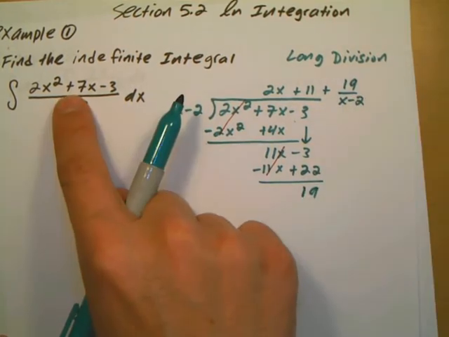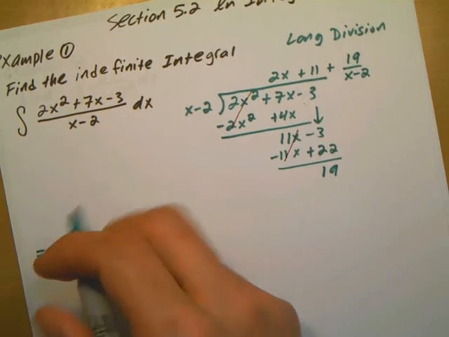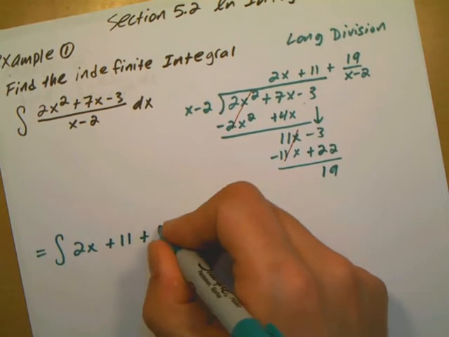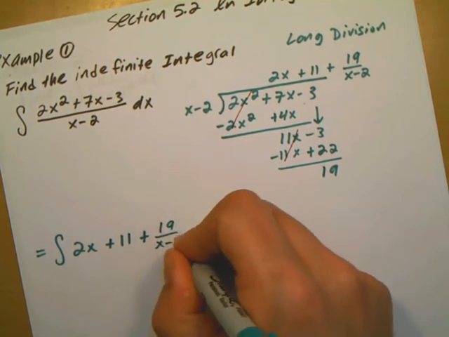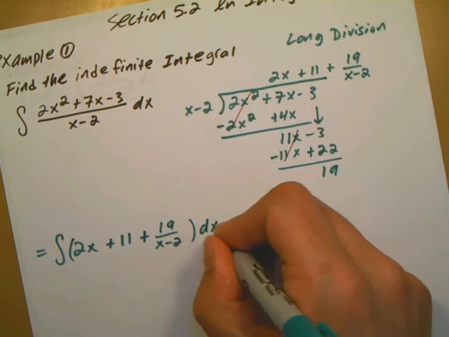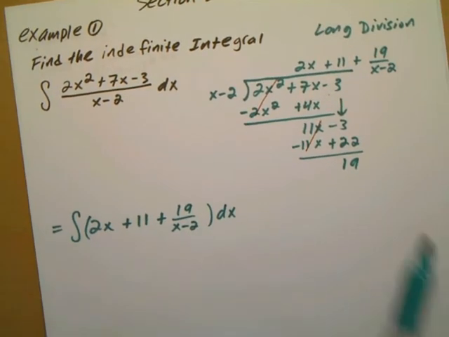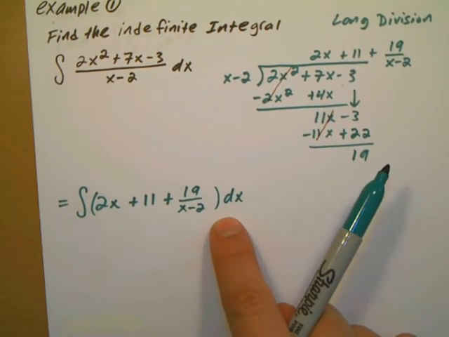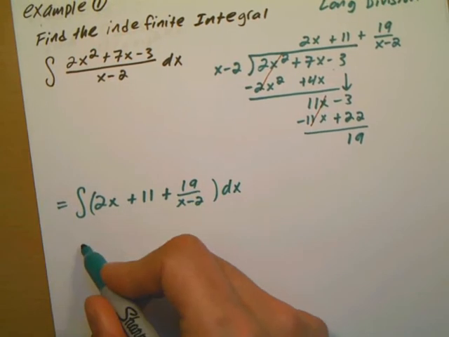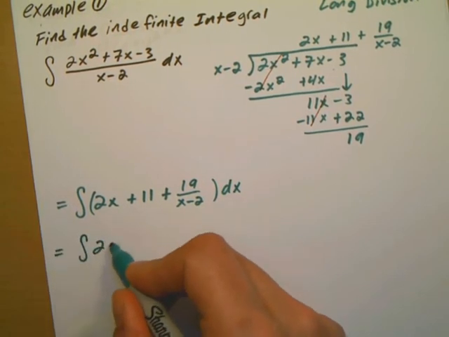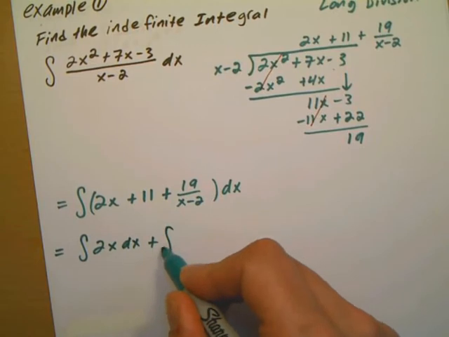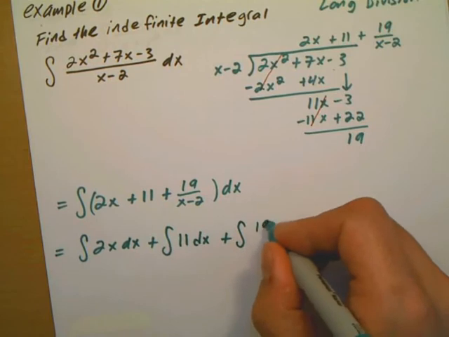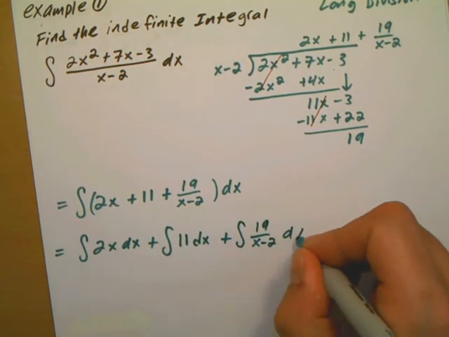So this divides into being 2x plus 11 plus 19 over x minus 2. So this technique is you use long division to divide this, and this is your answer. So now you're going to integrate this. So you would integrate this now term by term. So integrating this is going to be the integral of 2x plus the integral of 11 plus the integral of 19 over x minus 2 dx.